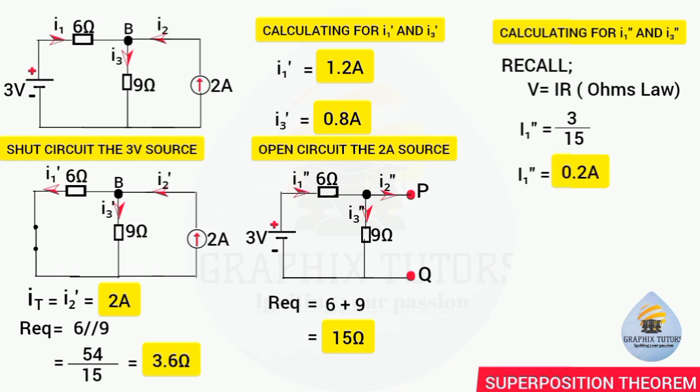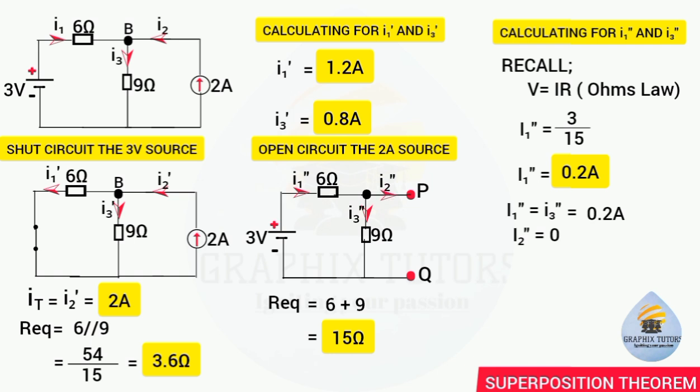Since the 6 ohm and 9 ohm are in series, meaning that the same current is flowing through the 6 ohm and the 9 ohm resistor, making the I total prime prime equals the I1 prime prime equals the I3 prime prime, all equals to what? 0.2 ampere. Hope you understand that. Now we've gotten I1 and I3. Then what is I2 prime prime? I2 prime prime is 0, because no current is flowing through this part here. There's no continuity there. So you understand that?